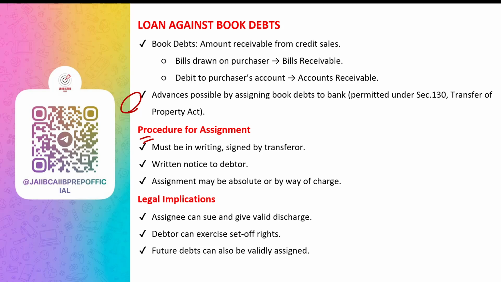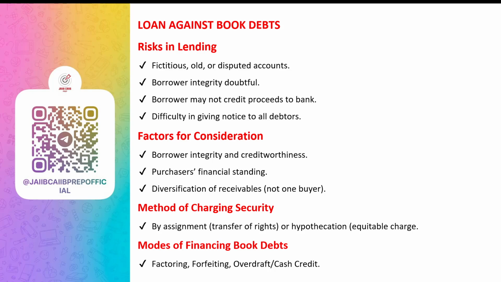Legal implication: the bank can sue the debtor directly in its own name, and the debtor can exercise any right of set off against the bank that was available against the borrower. And future debts can also be assigned since they fall under actionable claims. Risk in lending: debt may be fictitious, old, or disputed, and the borrower may lack integrity and misuse the facility. Borrowers may fail to remit the collection to the bank, or giving notice to every debtor may be administratively very difficult. So, these are the risks involved in lending against book debts.